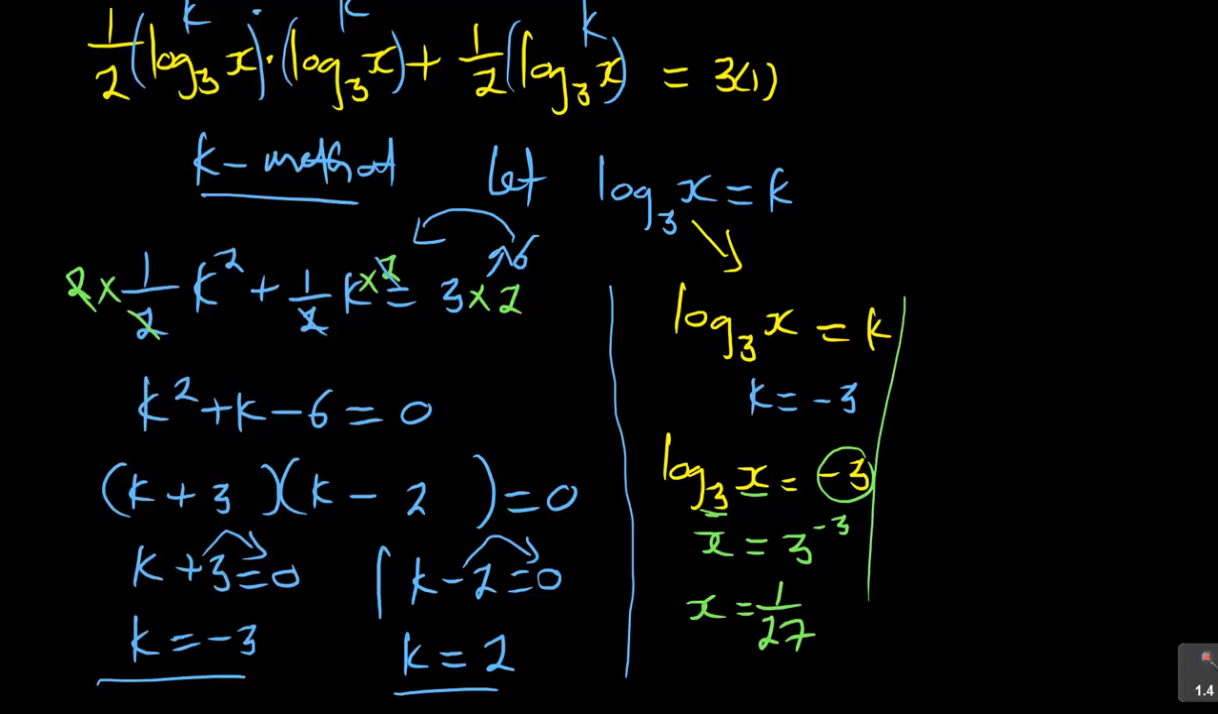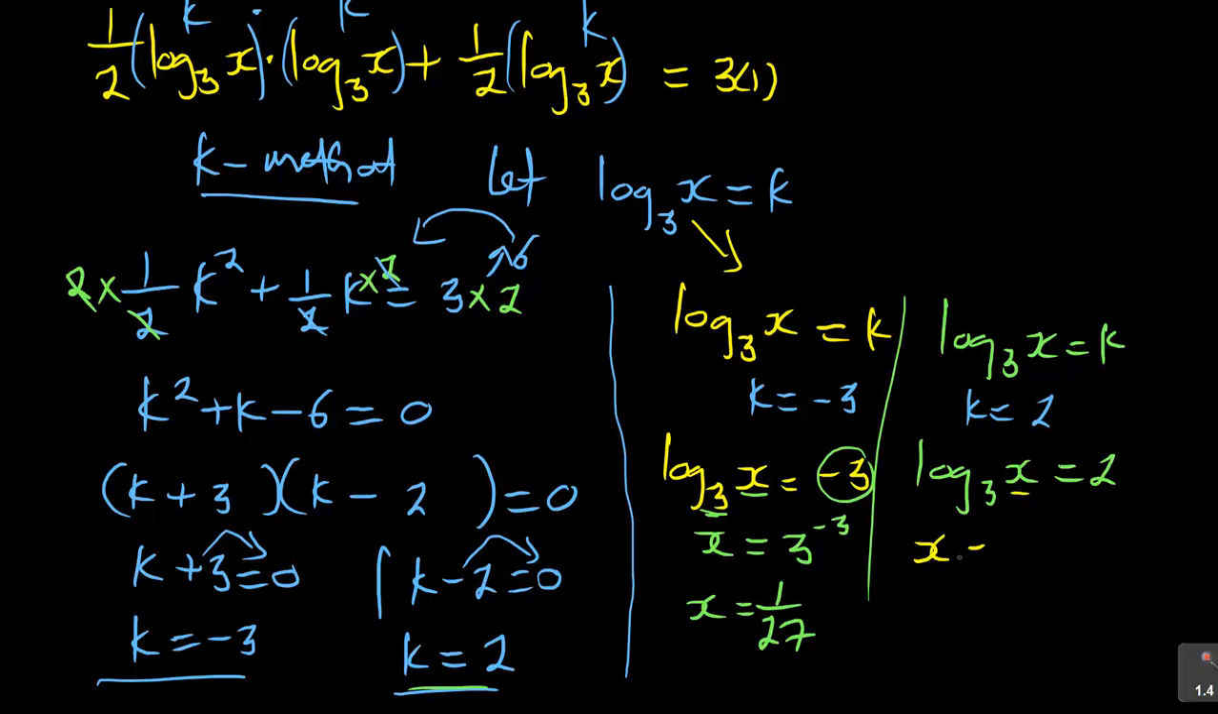You do the second one. I've got log base 3 of x is equal to K, but now my K is 2. So similarly, log base 3 of x is equal to 2. How do you simplify this? Again, you do the same thing. Write x is equal to 3, and the 2 becomes the exponent, so 3 to the power 2. So x is equal to 3 squared, which is 9.